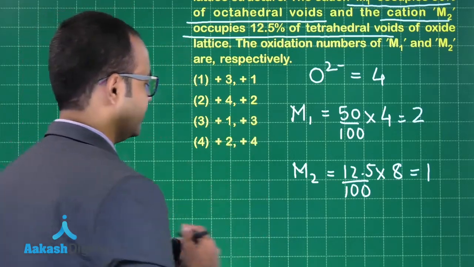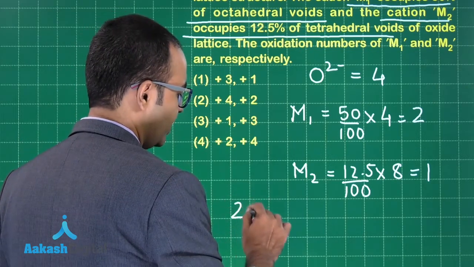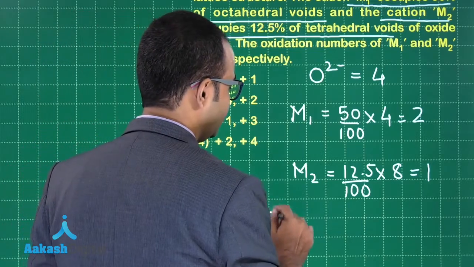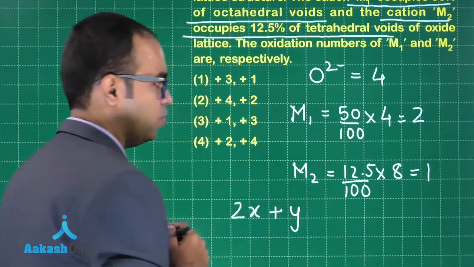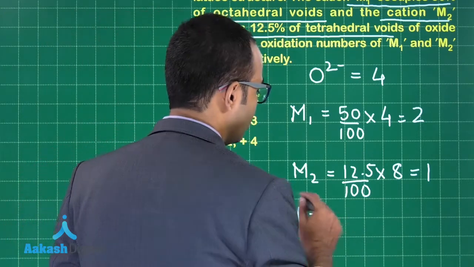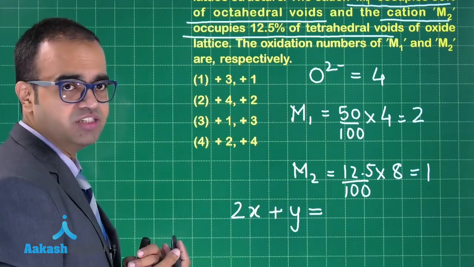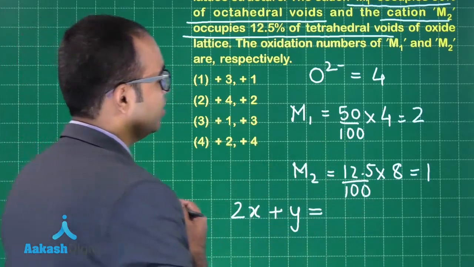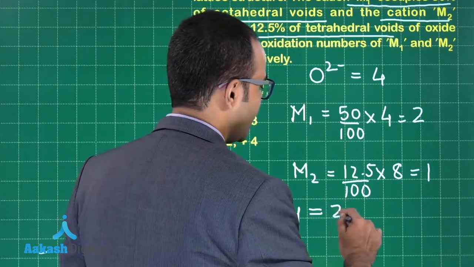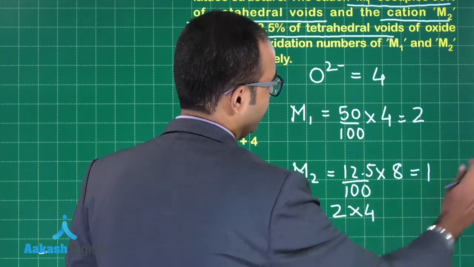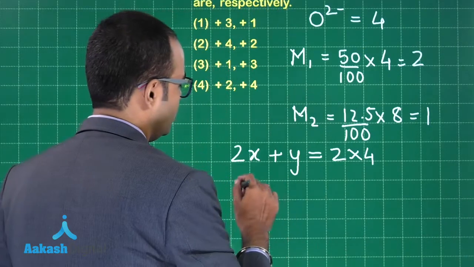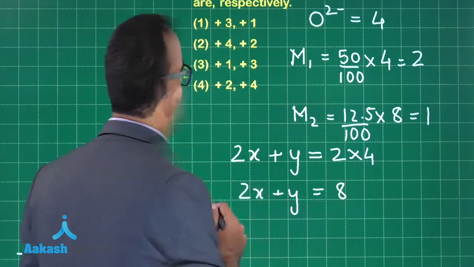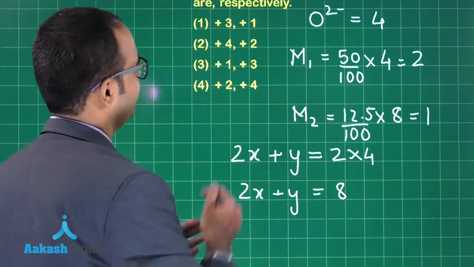We have to find the oxidation states of M1 and M2. So how will you go about it? I'll take the oxidation state of M1 as X, and the oxidation state of M2 as Y. Okay, and the total charge should be equal to what? The total charge on the cations should be equal to the charge on the anions. So what is the charge on the anions? Charge on the anions is 2 into 4, right? So 2x plus y is equal to 8. Let us substitute the options and see which one is correct.